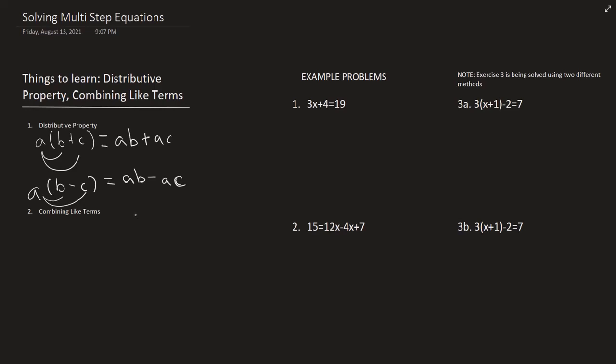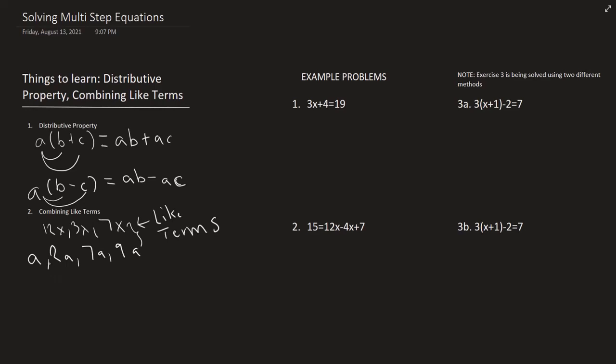And next up, we have combining like terms. So basically, like terms are two or more terms that have the same variable attached to them. So for example, if we have 12x or 3x or even 7x, these are all like terms since they have x as the same variable. And another example of this could be a, or 2a, or 7a, or 9a. Also like terms.